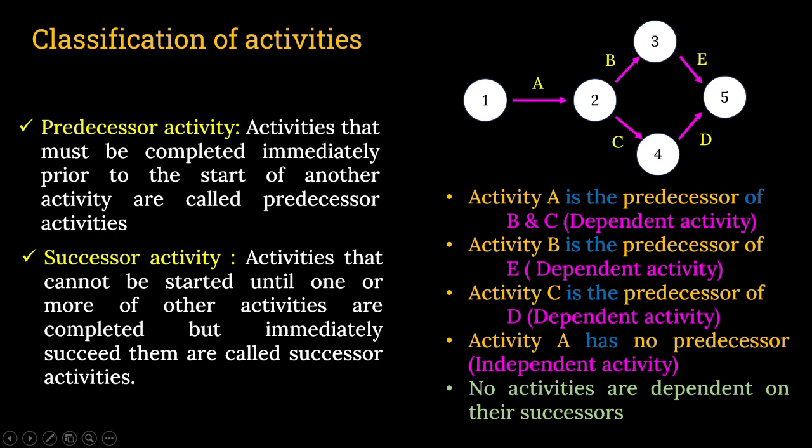No activities are dependent on their successors. Suppose the activity A. B and C are very much dependent on A. Why? Because once A is completed, then only B and C can start. In this case, E is dependent on B. Once B is completed, then only E will start, not before that. But A is not dependent on B and C.